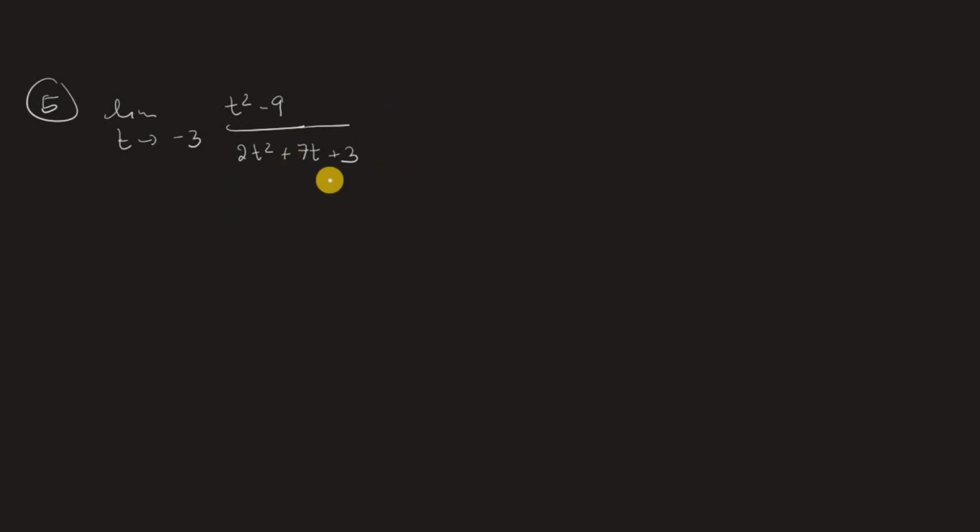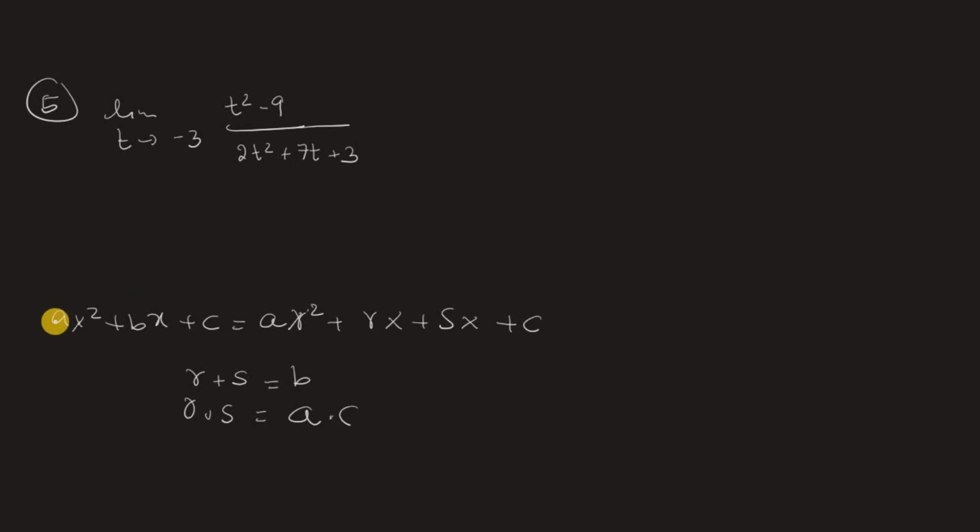Okay, so we have this question over here, but first of all we have to factor this denominator. If you have something like ax squared plus bx plus c and you want to transform it into x squared and rx plus sx plus c, you have to find two numbers r and s, such that if you add them, the result equals b, and if you multiply them, the result equals a times c.